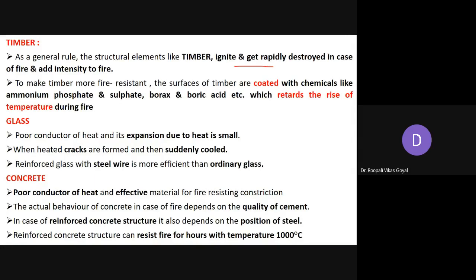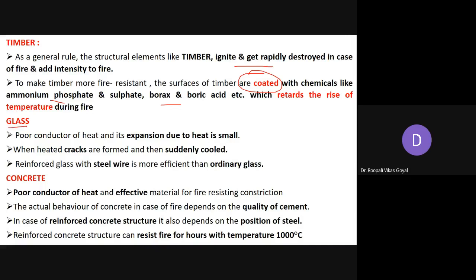Though we are using this timber, normally in doors and windows, also some partition walls may be there. So if you want to make that a fire resistant material, then you have to coat that surface with certain chemicals like ammonium phosphate or sulfate and borax or boric acid. What they will do is retard the rise of temperature during fire. Okay, so up to a certain extent you can make it fire resistant, but it cannot be considered a good material as far as the fire resistance property is concerned.